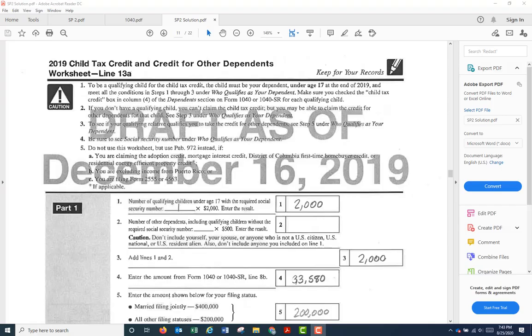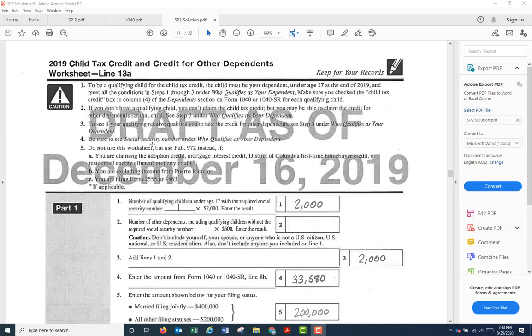To do that, we need to fill out this worksheet. And in the header of this worksheet, we see line 13A, and it's part of the instructions. It doesn't have to be filed with Form 1040. As you see here, it says keep for your records, but we need to go through it to determine how much we could get the credit for and report on line 13A.